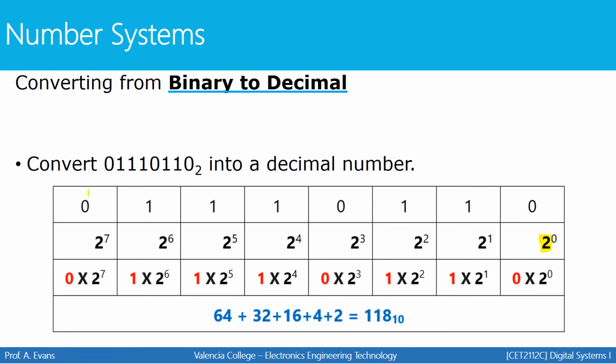So notice that for the last place on the left, I have a 0, so I'm not going to add that up. 2 to the 6th is 64. 2 to the 5th is 32. 2 to the 4th is 16. That's a 0. 2 squared is 4. 2 to the first power is 2, and that's a 0. So we can essentially ignore any column with a 0 and just add up the columns with 1s. And 118 is my base 10, or my decimal equivalent, for the number provided up here.